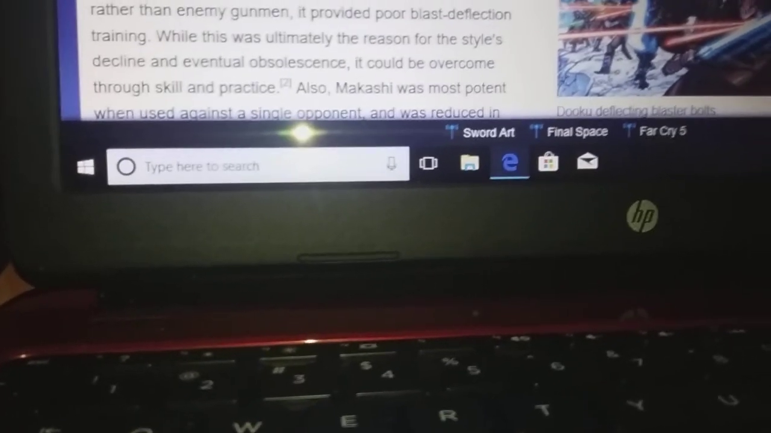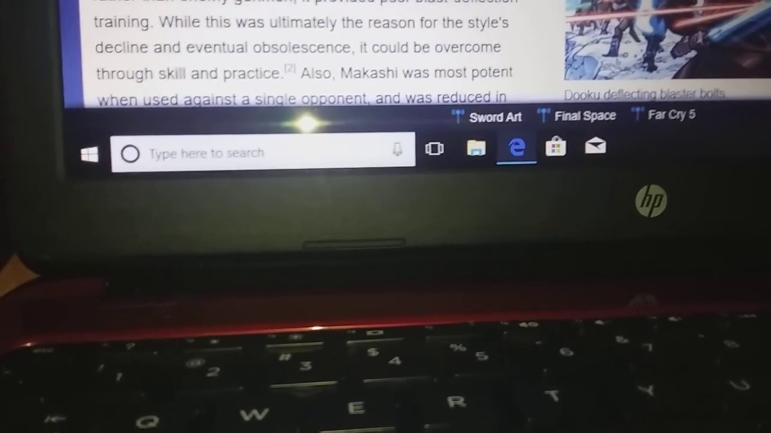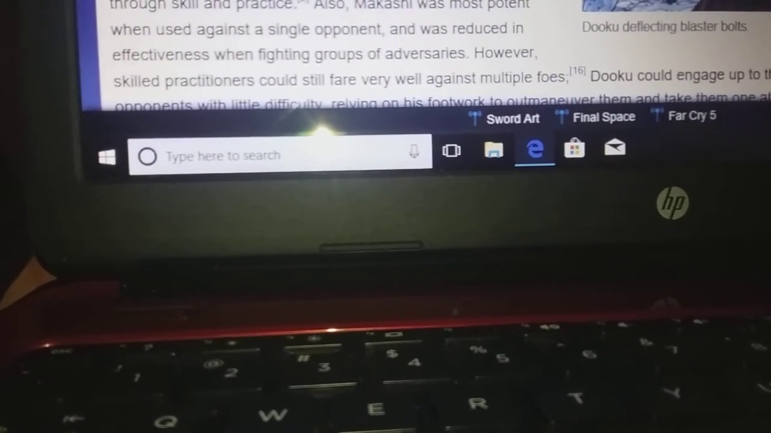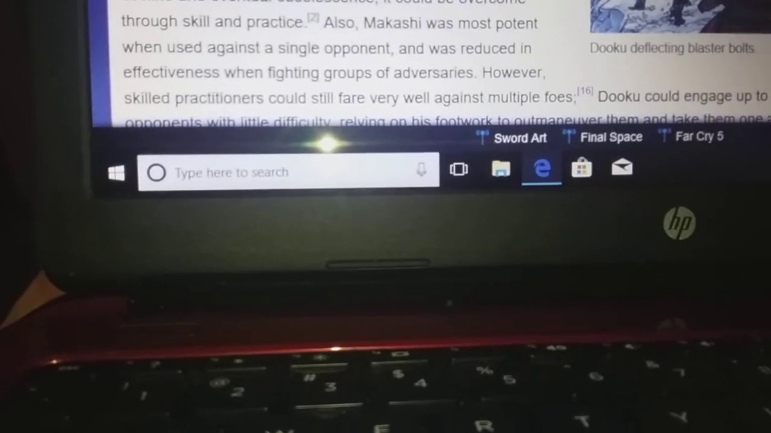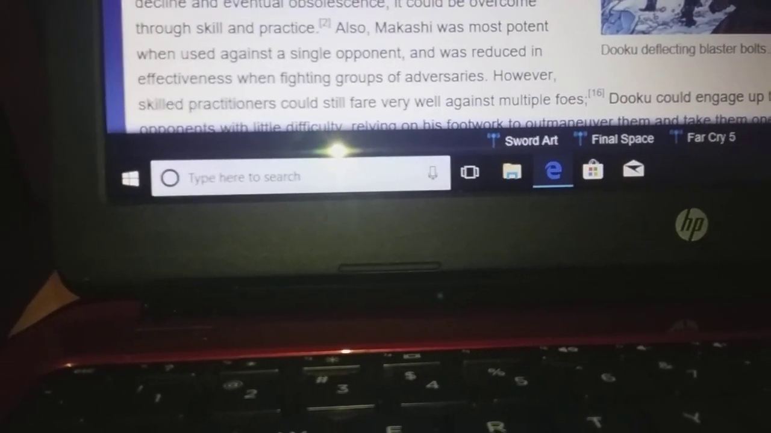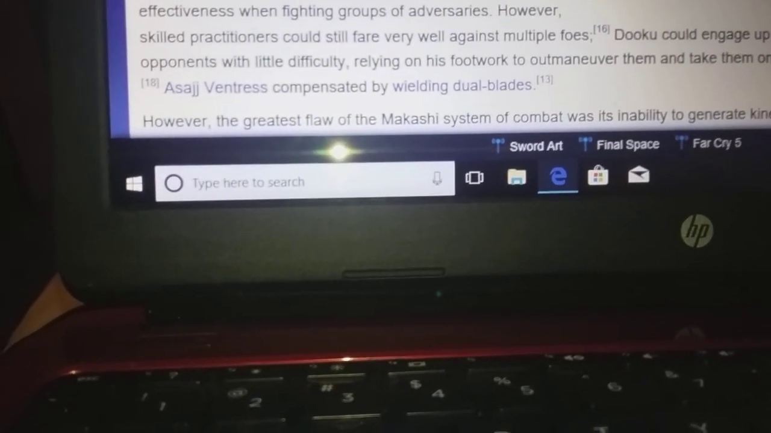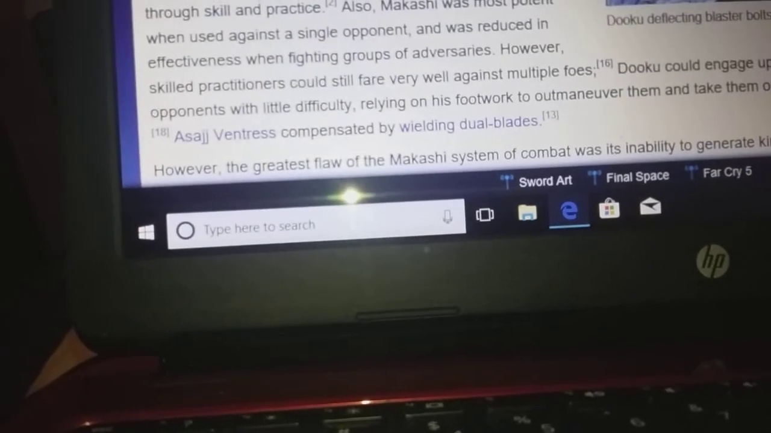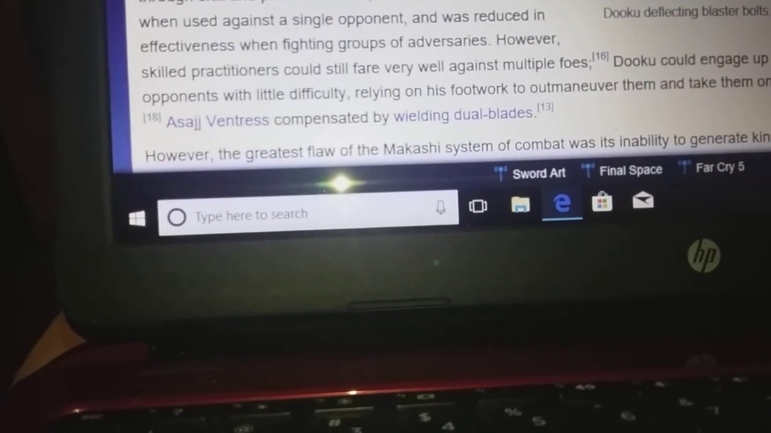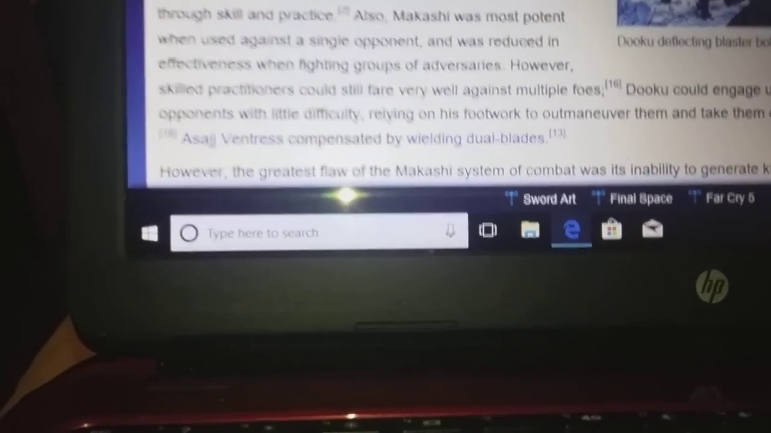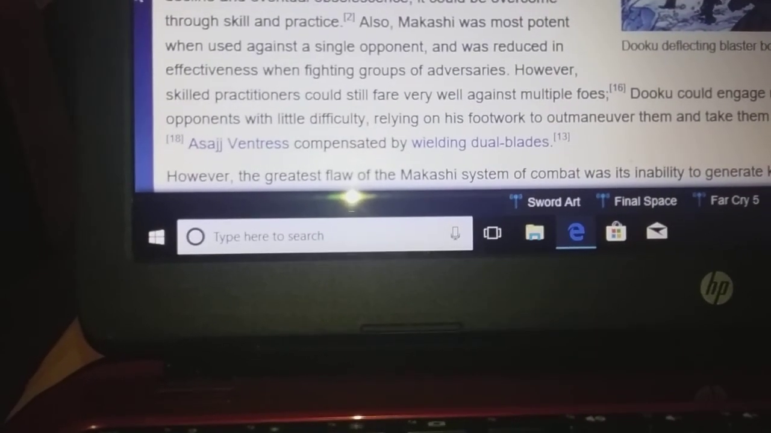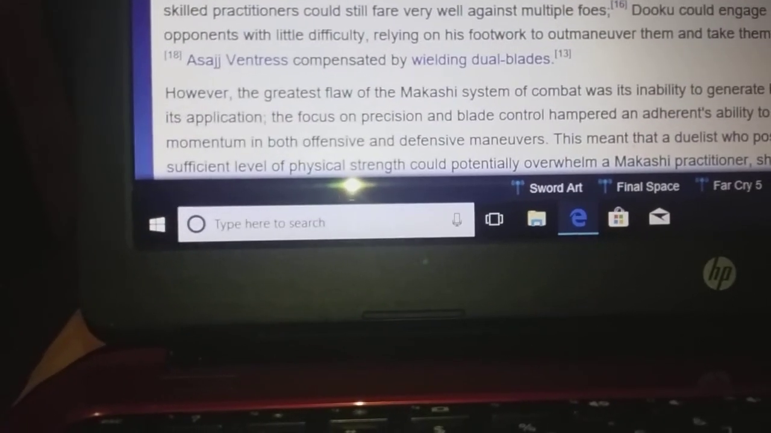It's also flexible, but it will get you shot horribly. However, you could overcome the weakness to blasters. And also, if you're fighting multiple people, you're kind of screwed. Although, if you're good at it, you could still do well against multiple foes, such as Count Dooku, relying on his footwork to outmaneuver them and take them on one at a time, and Asajj Ventress with her dual blades.